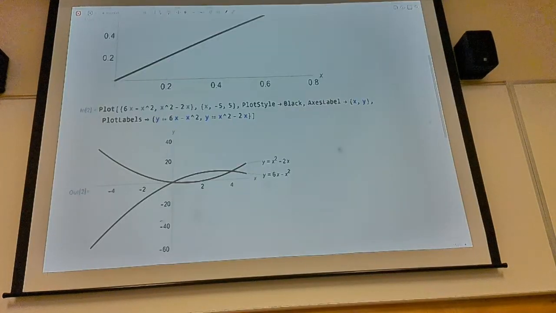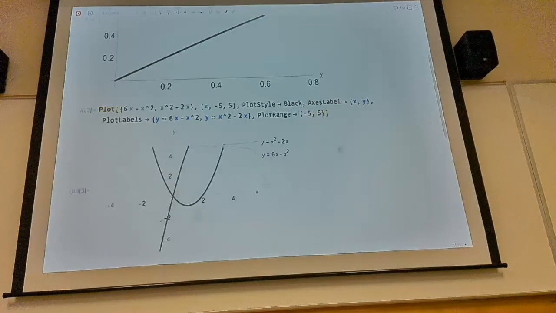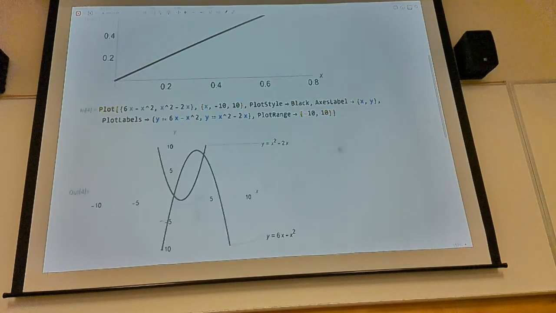Not sure how I feel about that. So we just set them equal to each other to find the intersection points and just find the area between that. So that wasn't good enough. I'm just trying to get a better picture of the region. Trying to find a good viewing window. Okay, that looks kind of good.